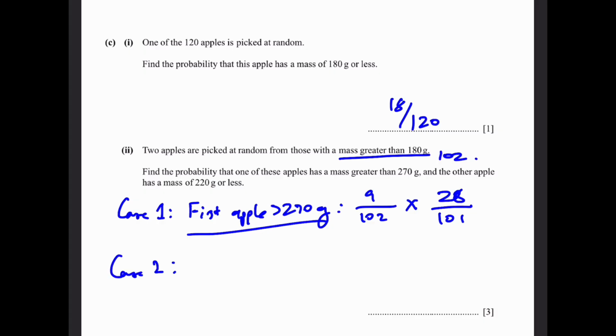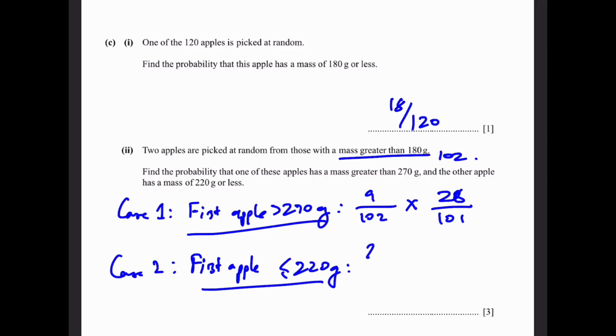And what about case 2? This is where the other apple, which is the one with 220 grams or less, is chosen first. So the first apple is less than or equal to 220 grams.